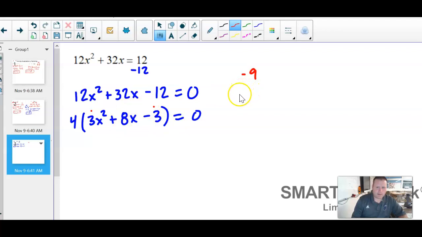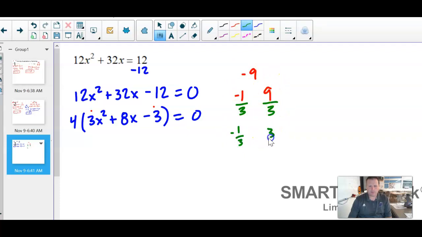So again, you think 3 and 3, but that doesn't work. So it's got to be 1 and 9. And then I've got to make one of these negative. I'm going to make the 1 negative because that'll give me a positive 8 when I add them. And then don't forget, you've got to divide by a. So divide by 3. This doesn't simplify, this just stays at negative 1/3, and then this simplifies to 3. Those are my two values.